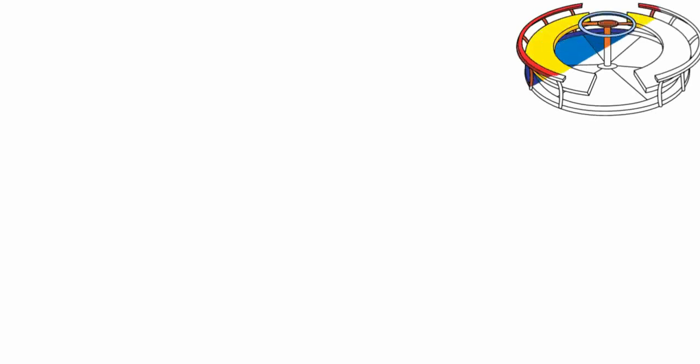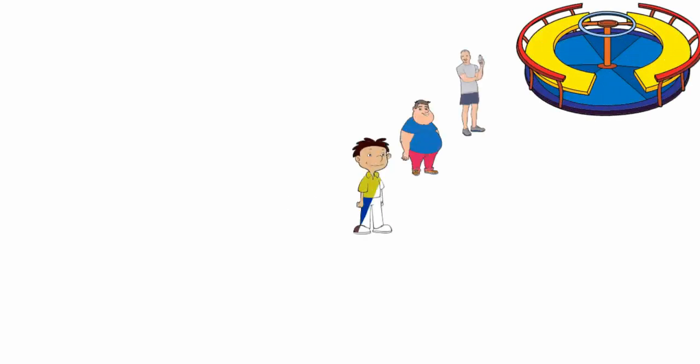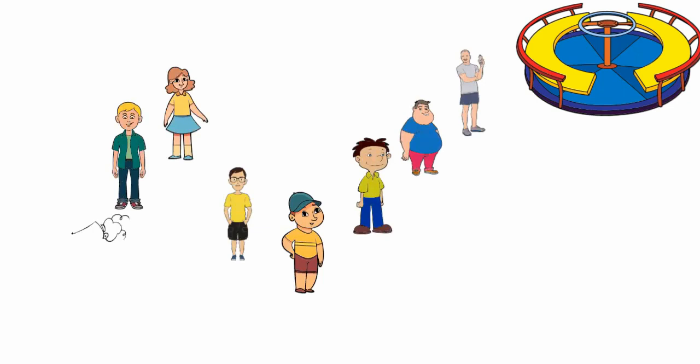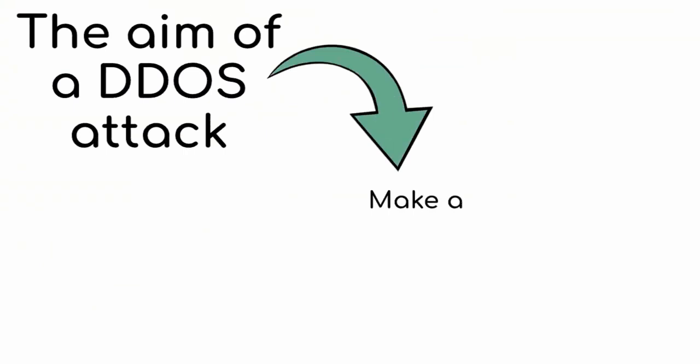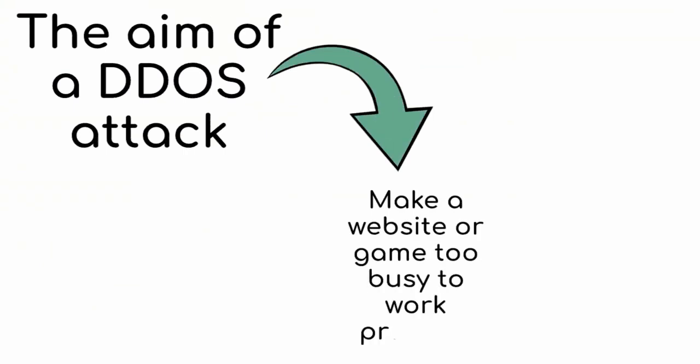It's like having a massive, never-ending line in front of your favorite ride at the amusement park. This line gets so long that nobody else can get on the ride, and that's the aim of a DDoS attack, to make a website or game too busy to work properly.